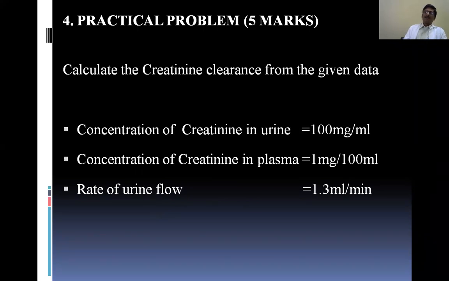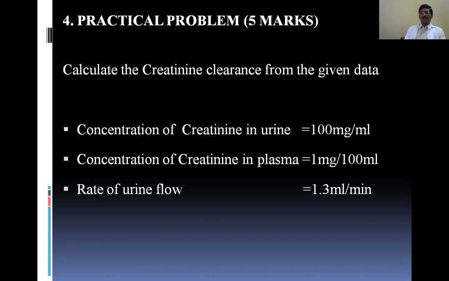So now here we need to understand certain physiological principles. Inulin is an exogenous chemical we need to inject in order to calculate the GFR. Sometimes a reasonably good estimate of GFR can be made by using the creatinine clearance also. Creatinine is nothing but a metabolite.